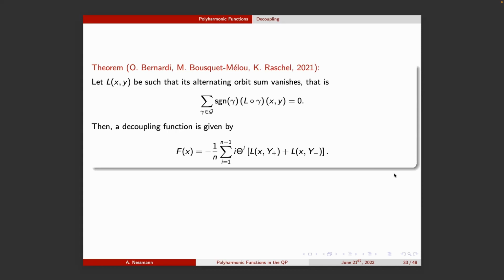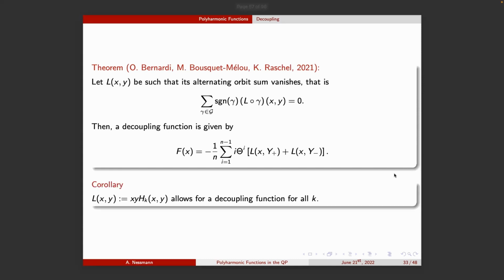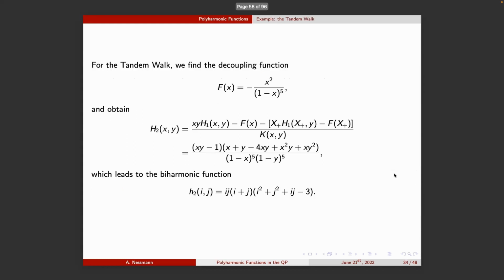This theta is just the composition of the two generators of the group. And one can just use that. One can show fairly easily, in fact, that for our polyharmonic functions, the alternating orbit sum is indeed 0. So we can go ahead and do that, for example, for the tandem walk: find a decoupling function, plug it into a formula, and we find a biharmonic function. And then essentially one just continues by induction.